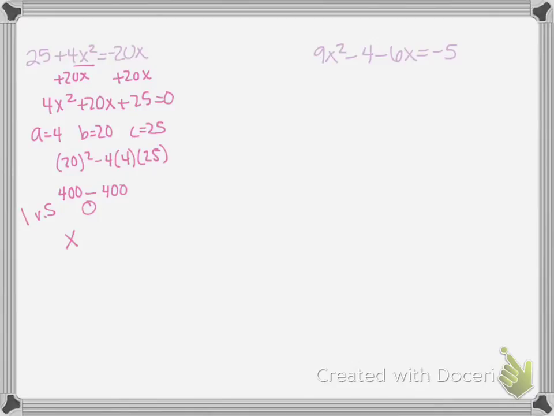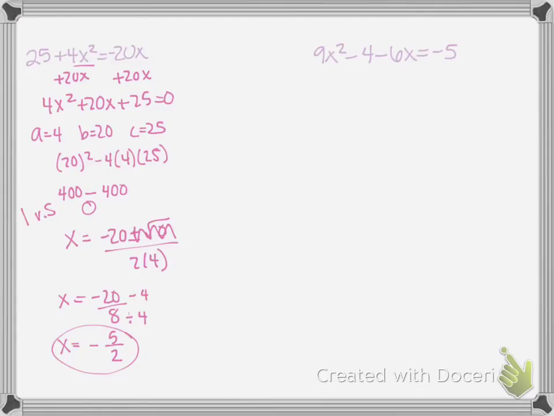So I've got x is equal to negative b. So my b is 20. So negative 20 plus or minus the square root of 0 all over 2 times my a. He'll go away because it's a 0. So x equals negative 20 over 8. So if we simplified, negative 5 over 2. Okay, I divided by 4, so 5 over 2.